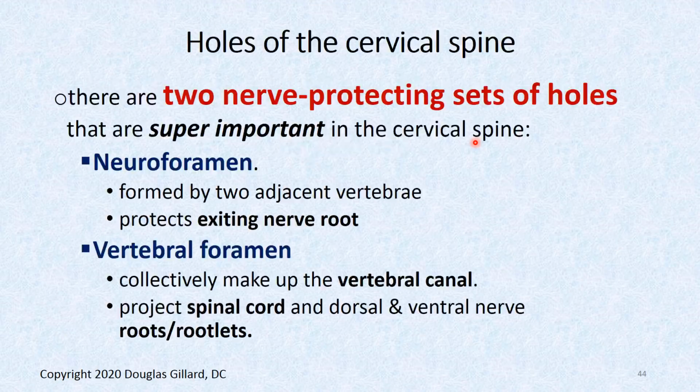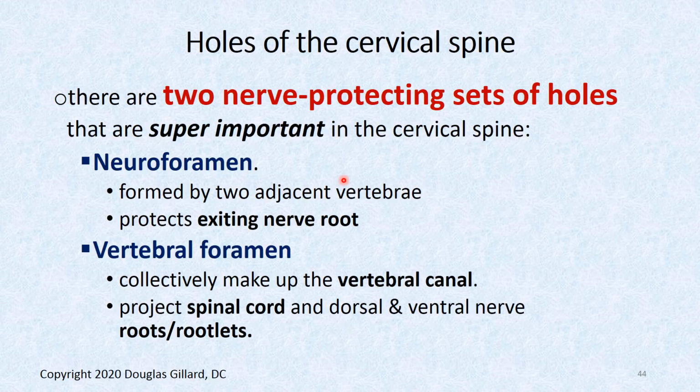Holes of the spine, let's check those out. We talked about them a little bit. Let's really nail those down. So there's two important protective holes. Super important. We have the vertebral foramen, which is that hole in the center. Collectively, if you have a motion segment, two vertebral foramen make up the vertebral canal. The vertebral canal runs from the foramen magnum all the way down through your cervical spine, thoracic, lumbar, sacrum. So the vertebral canal is important.